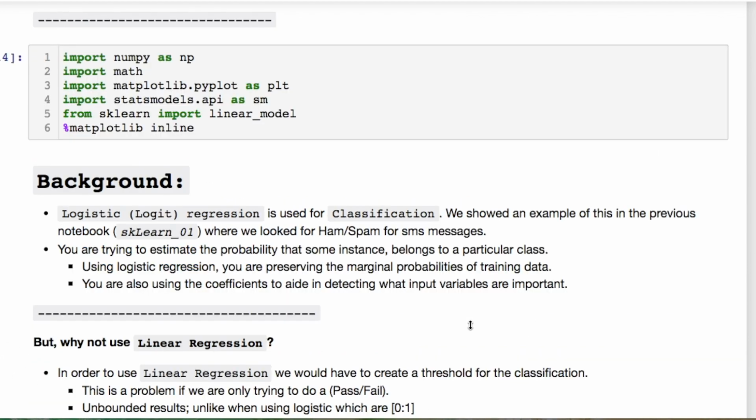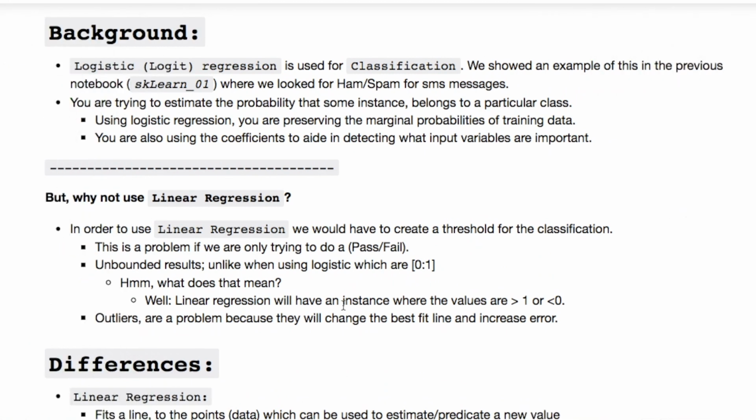Let's get into this. Here's the imports you're going to need. It's going to be fairly simple. Let's give a basic background and clarification. Logistic regression is used for classification. We showed in the previous video the ham and spam SMS messages for our sklearn module 1, which will be located on my GitHub with a link in the description below.